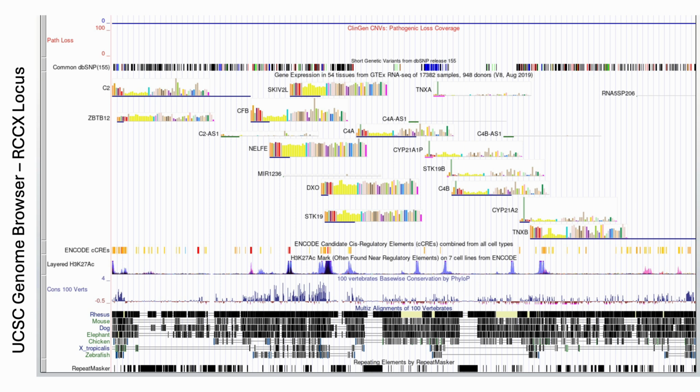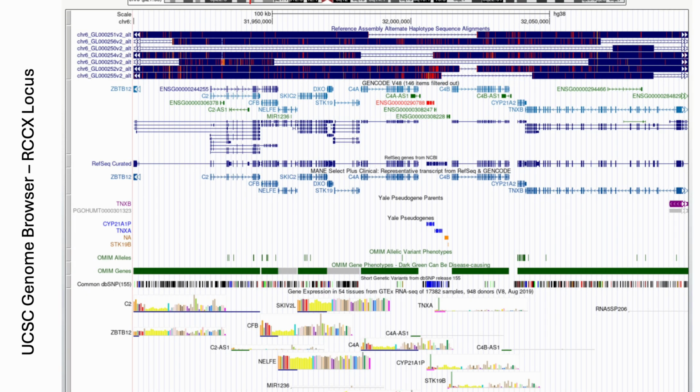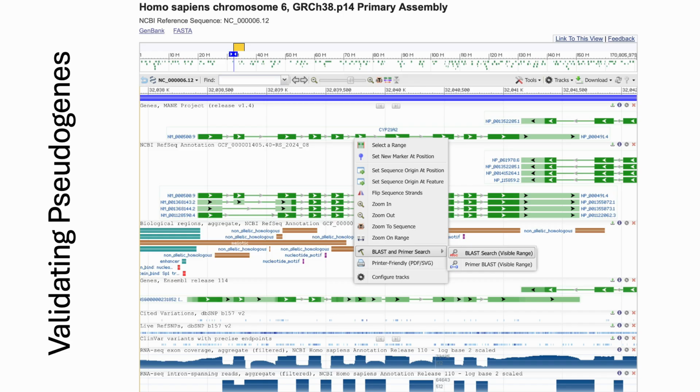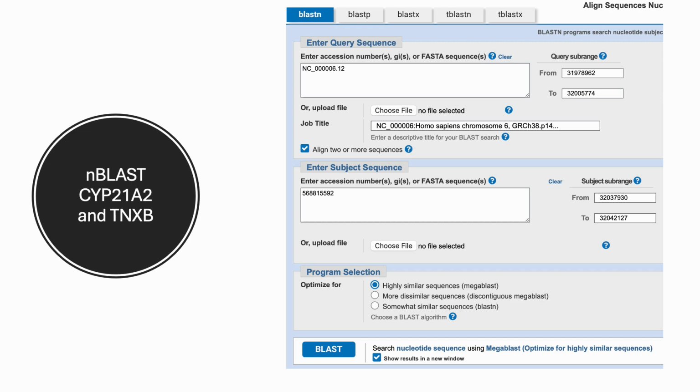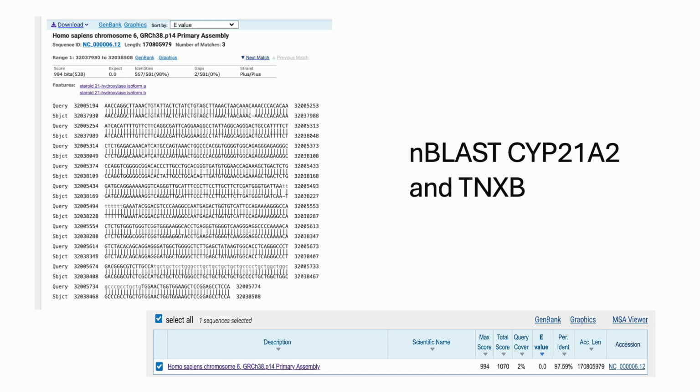Here is a continuation of the results showing gene expression in different tissues as well as the alignments of 100 vertebrates. This is another continuation of the results showing pseudogenes and their location. To validate pseudogenes that have been previously identified, a BLAST search was performed aligning CYP21A2 and TNXB. Here is the input for the NBLAST. The BLAST showed 1 hit on chromosome 6, and when looking at the features of the hit, we see a chimera of CYP21A2 and CYP21AP.